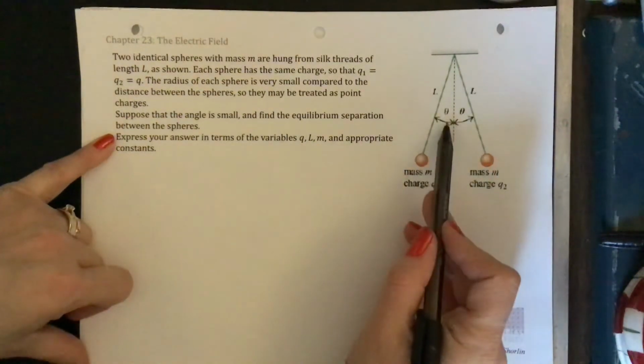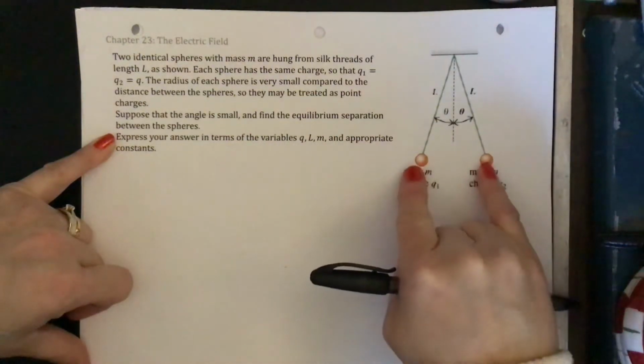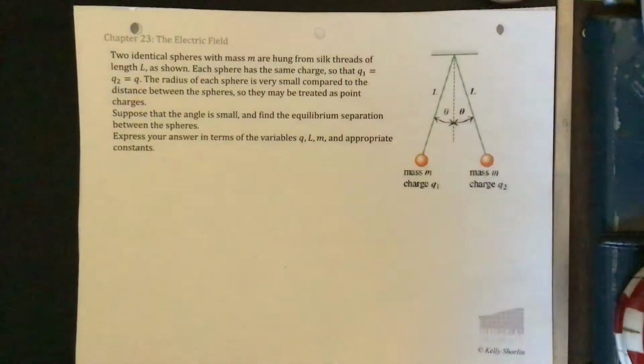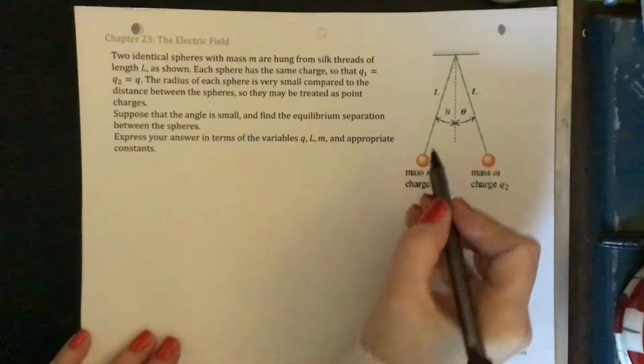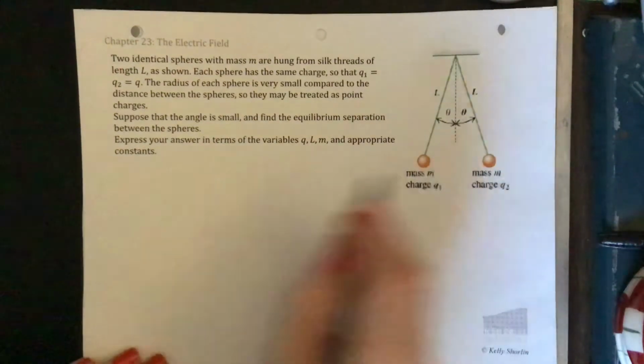If this angle is pretty small, find the equilibrium separation between the spheres. So how far apart are they once we set this up, release it, and it comes to rest? Let's start by drawing a free body diagram of either one of these masses. I'll pick the one on the left.